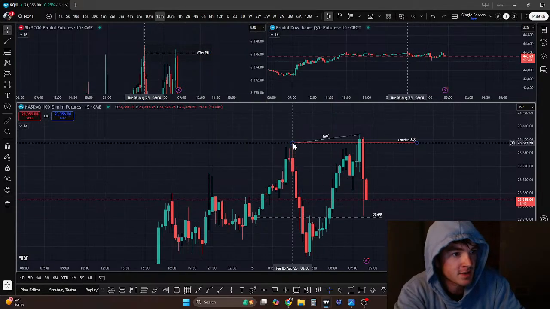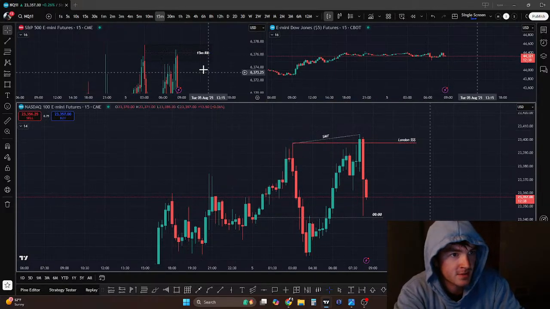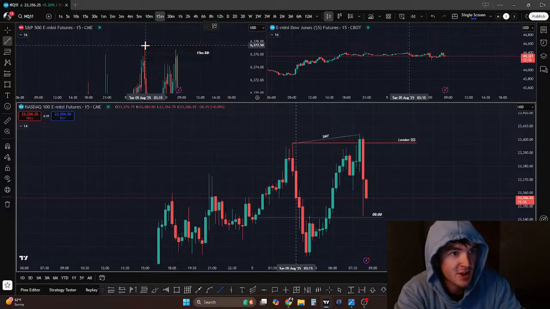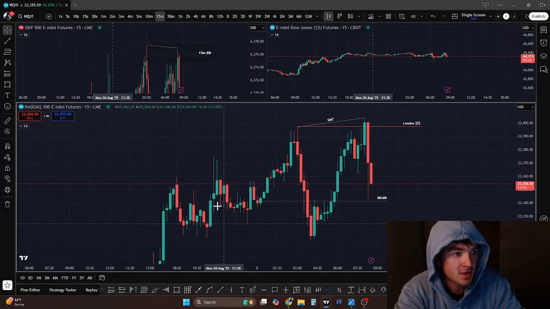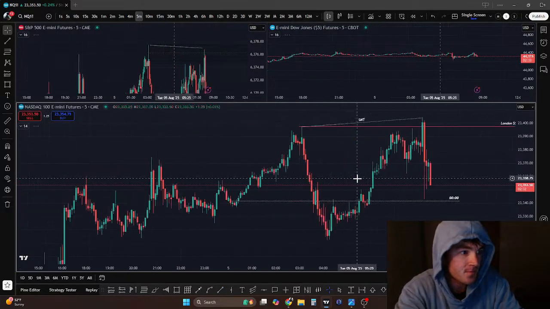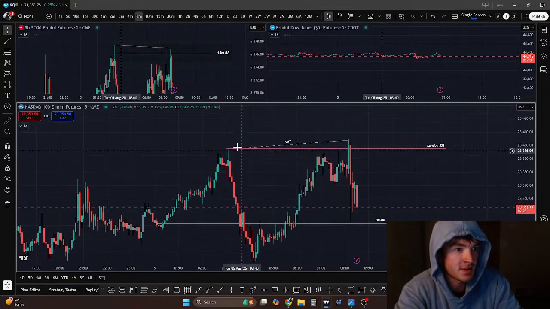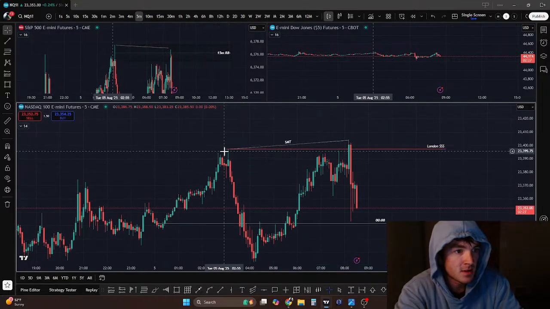I just barely got on the charts, but this is looking really nice, right? 15-minute rejection block with SMT. We have equal lows with London and Asia. Looks like it might run without us. We'll see. If not, it's okay.